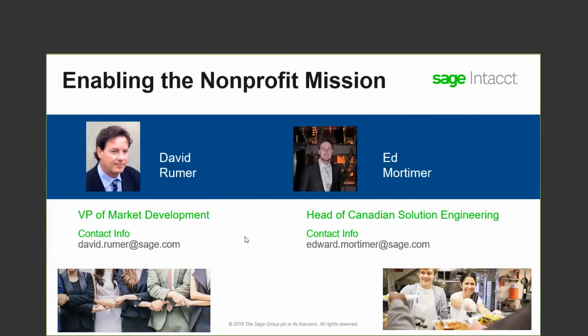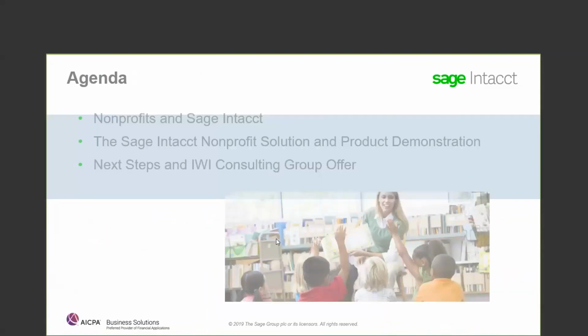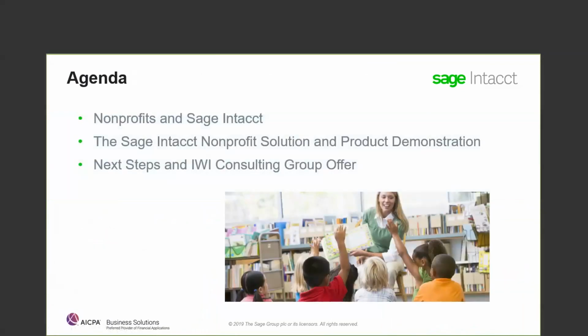Thank you very much, Sean. As Sean mentioned, my name is Dave Rumer. I'm Vice President of Market Development based in Toronto, and have purview over Canada. I'm fortunate to be joined by Ed Mortimer. Ed is the head of Canadian Solution Engineering for Sage Intacct, also focused on the Canadian market. Ed will be doing the product demonstration coming up.